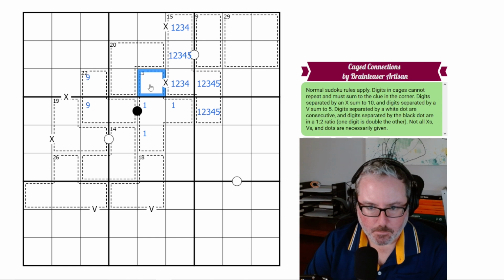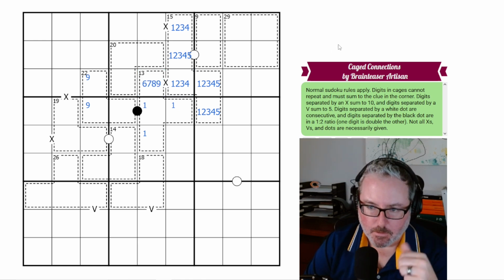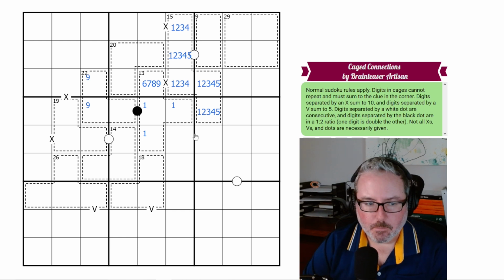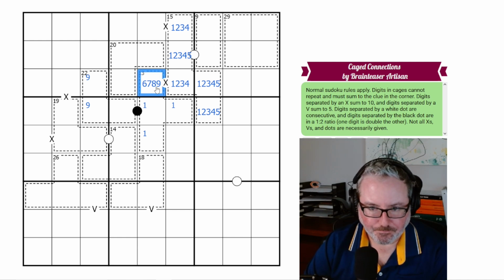Now, it probably behooves us to put in what these could be because we have the 1, 2, 3, 4 options set up here. So let's put those in and then validate that with our 13 cage, because there's going to be some reductions we can make as well.